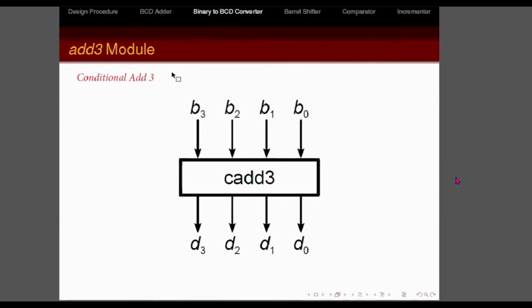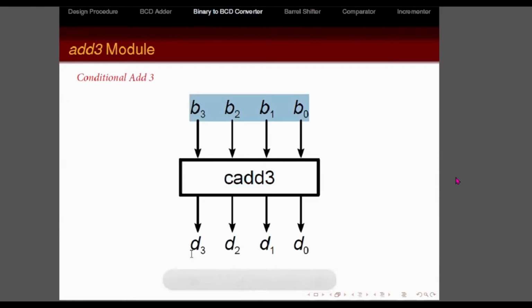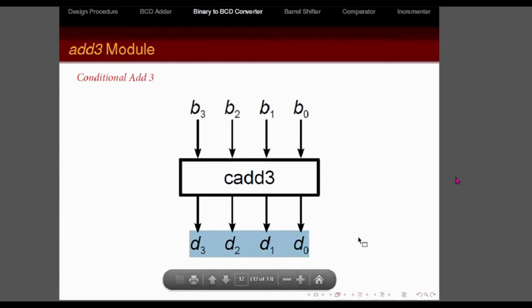So the add 3 module, we abbreviate it as CADD. This is a conditional add 3. So let's say the conditional add 3 has 4 inputs and 4 outputs, whereby you put in a binary input, and the output is either I3.